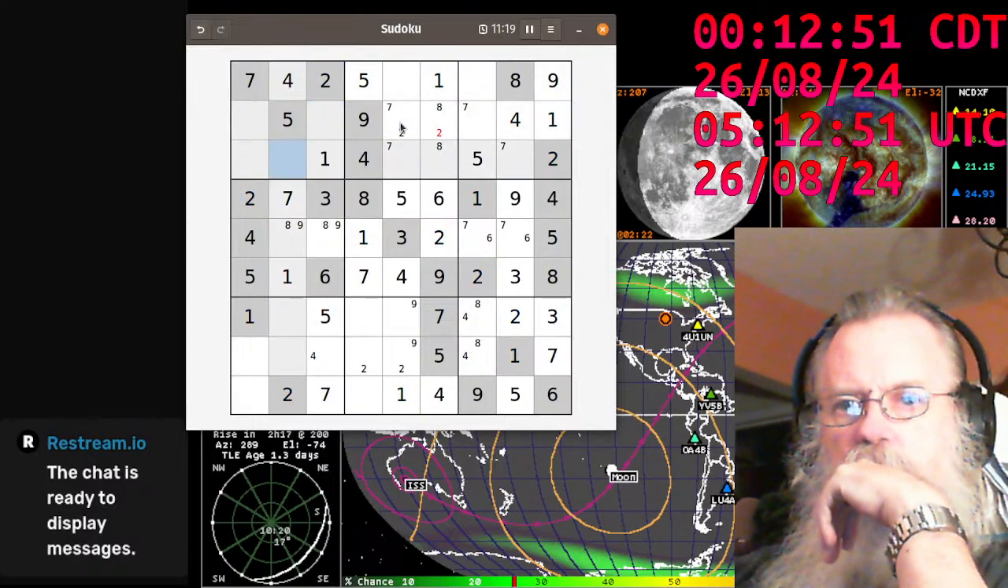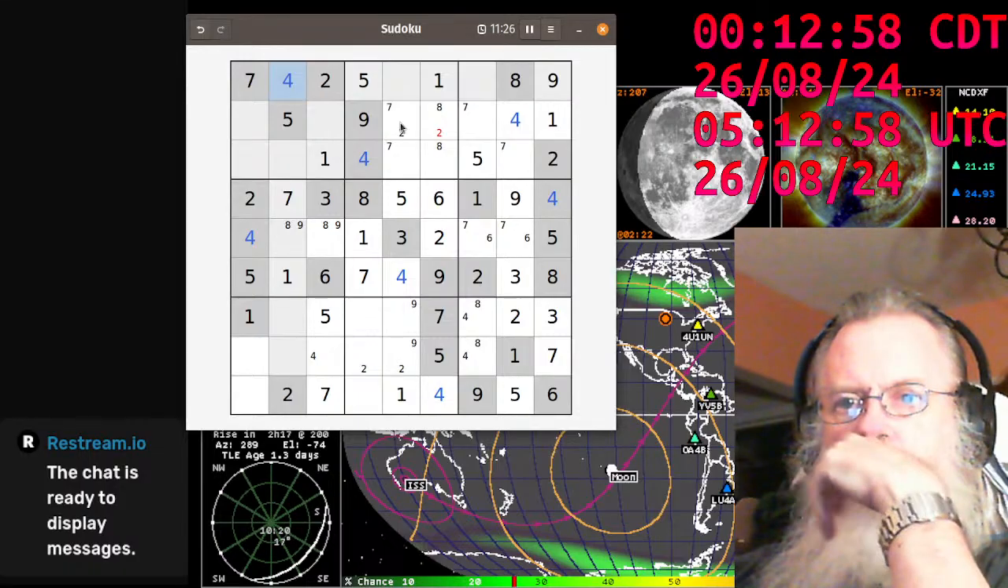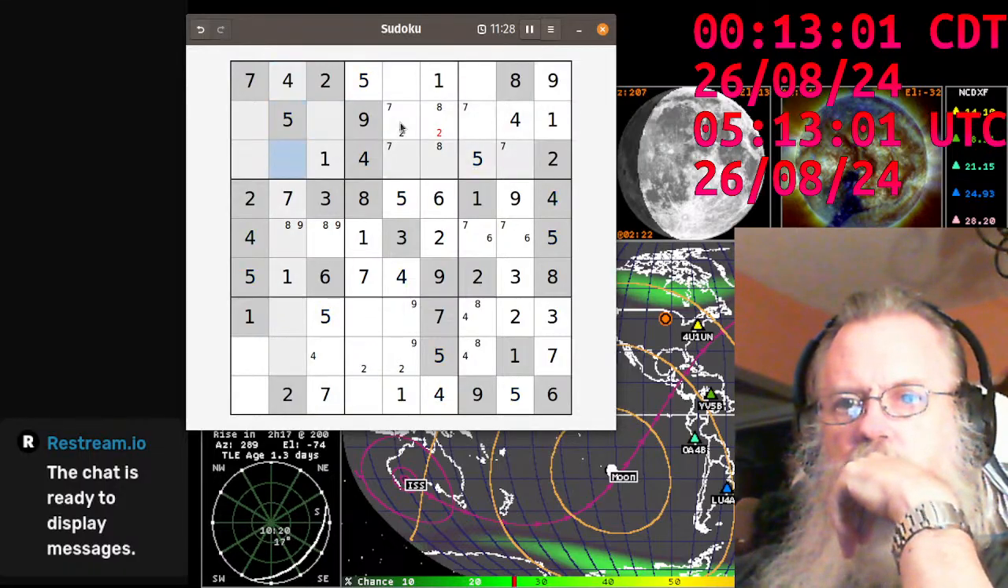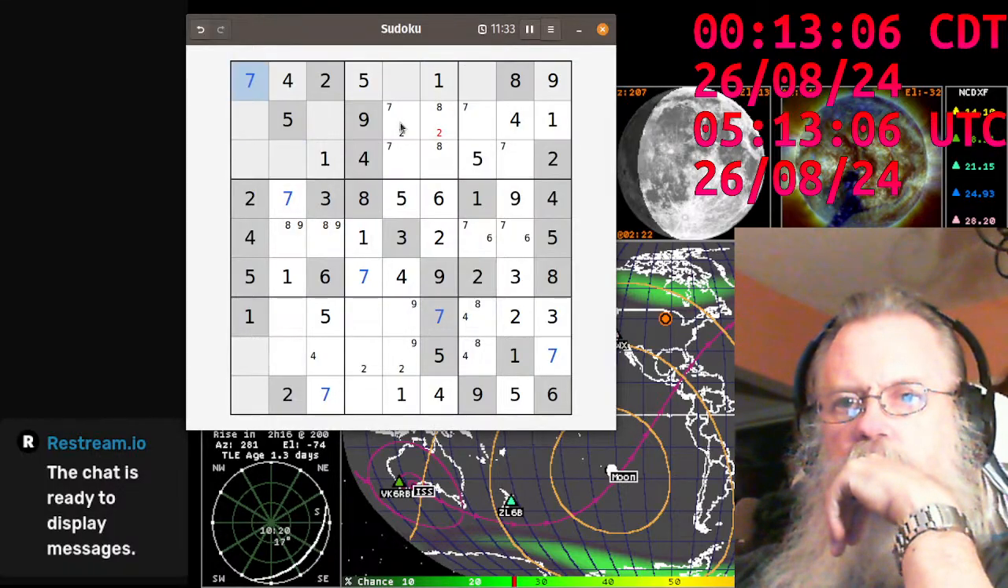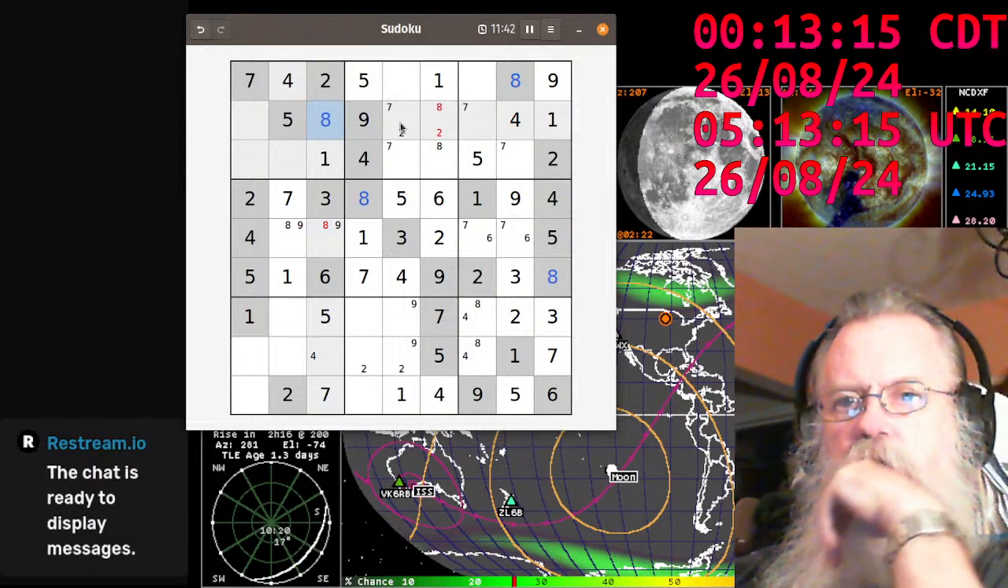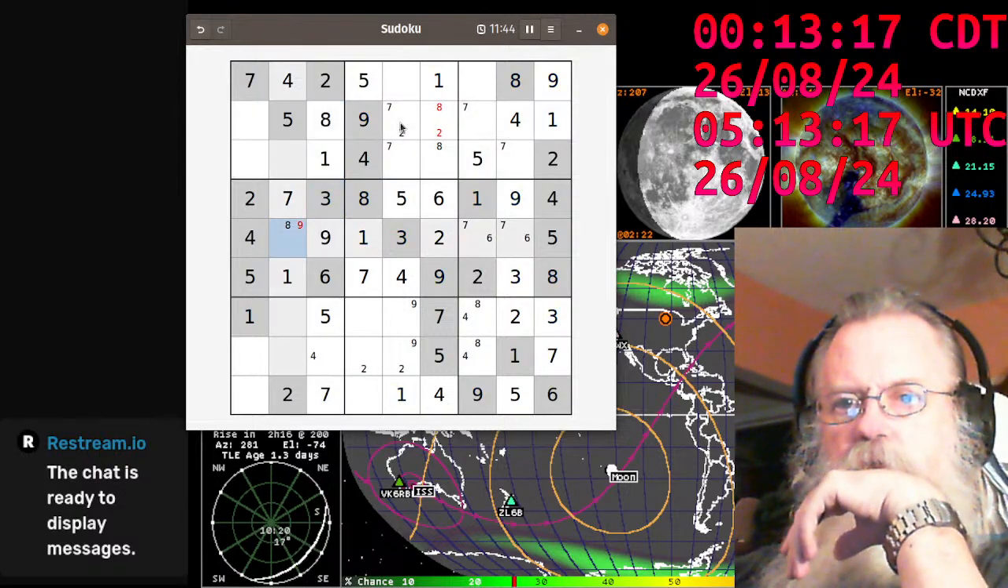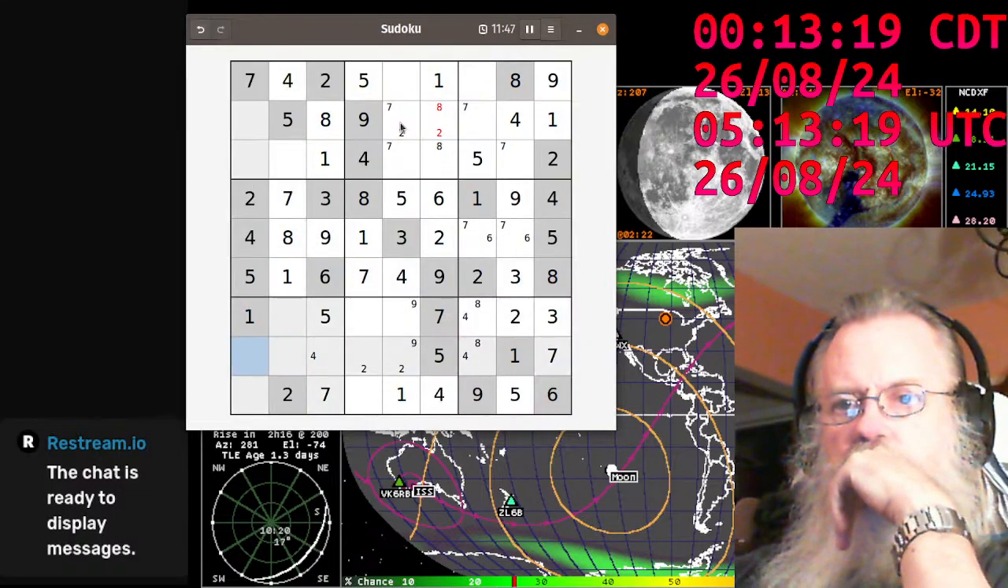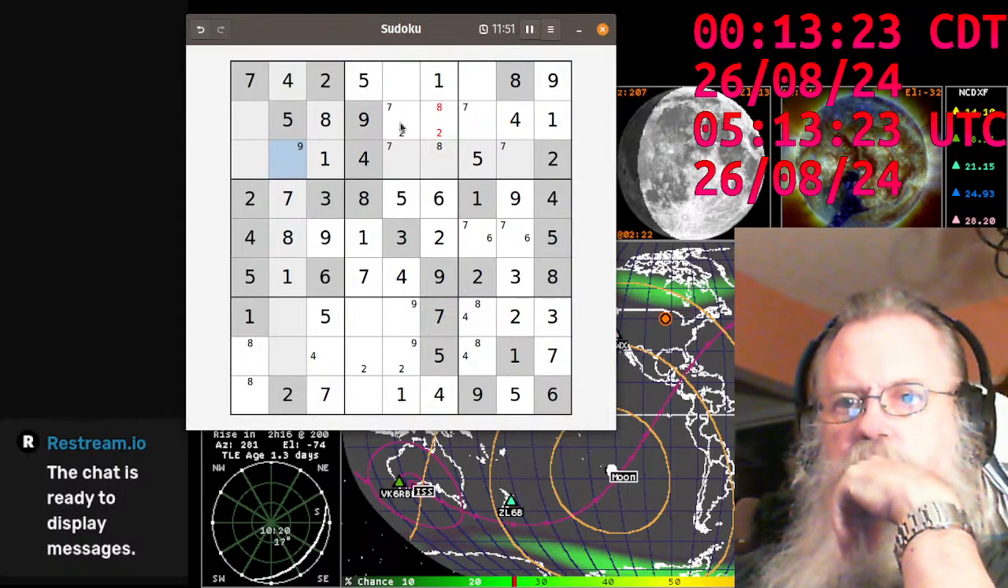2, 3 possibilities of a 3 here. 4, 5. 3 possibilities for a 6. 7. That can't be a 9, so it's an 8. Not an 8, that's a 9, that's an 8. That means one of these 2 is an 8. One of these 2 is a 9.